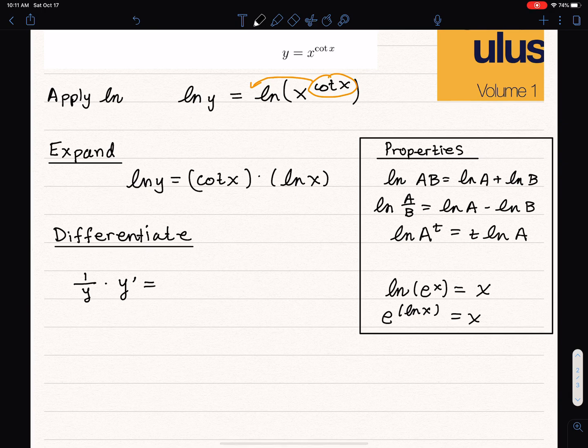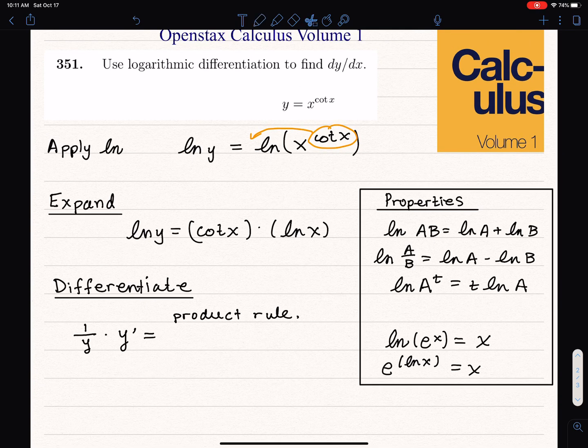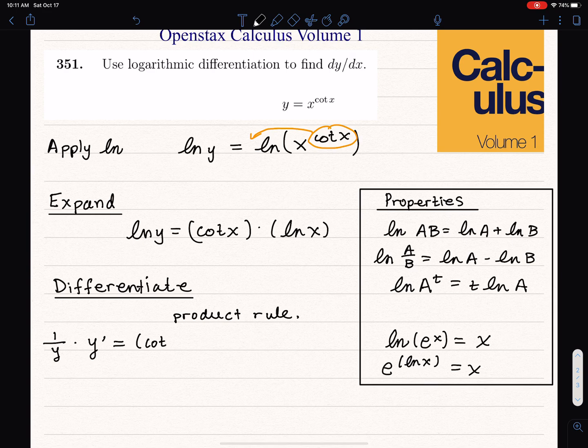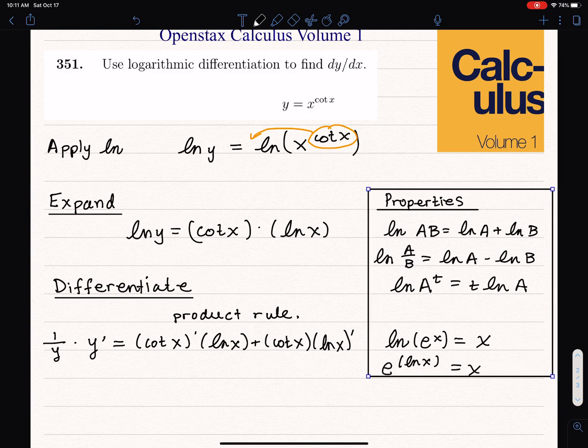Then on the right-hand side, I use the product rule. Well, why? There's a product there, that's why. So there's a product there, so I'll use the product rule. And how do I do that? Well, I can first just write down what I plan to do. I'll take the derivative of cotangent, times ln, then I'll add cotangent times the derivative of ln x.